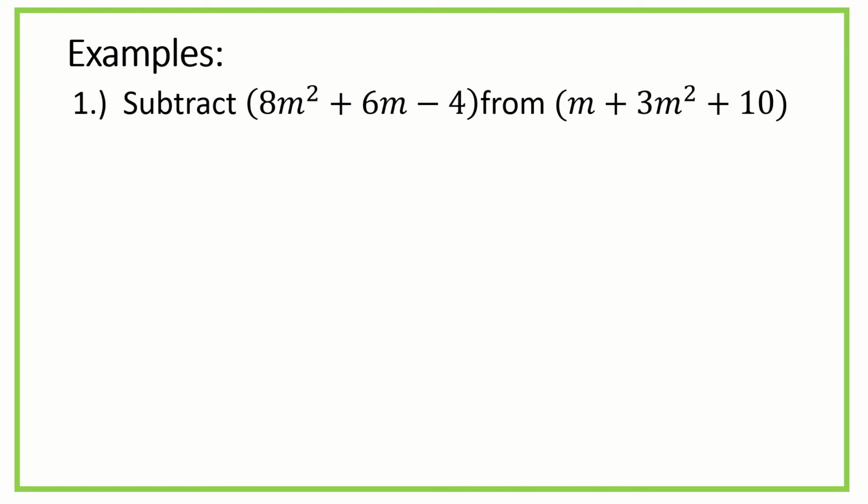So first of all, what we will do is to translate. The word subtract means minus. And then we have our first polynomial here, 8m squared plus 6m minus 4. But the word after it is "from." So when this happens, that the format would be subtract blank from blank, it means that you need to write 8m squared plus 6m minus 4 after the minus, and m plus 3m squared plus 10 must be before the minus.